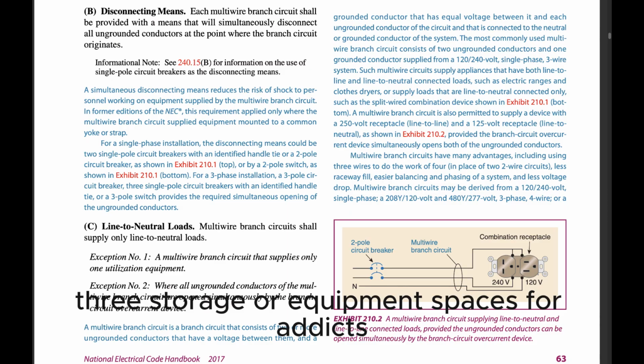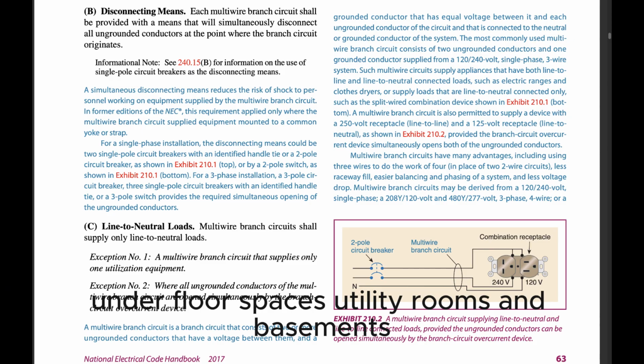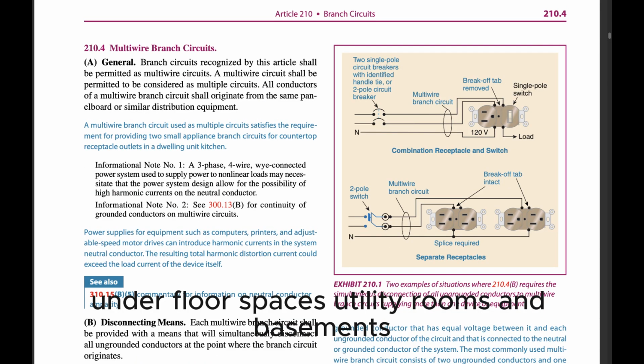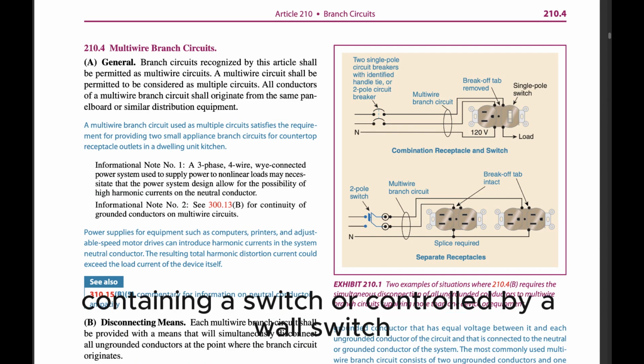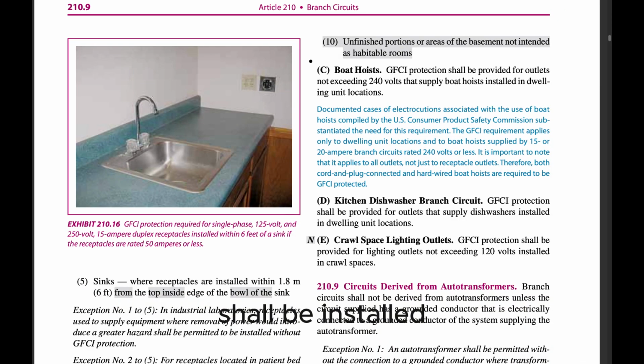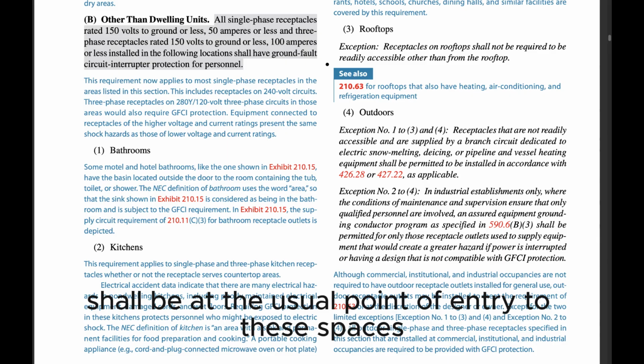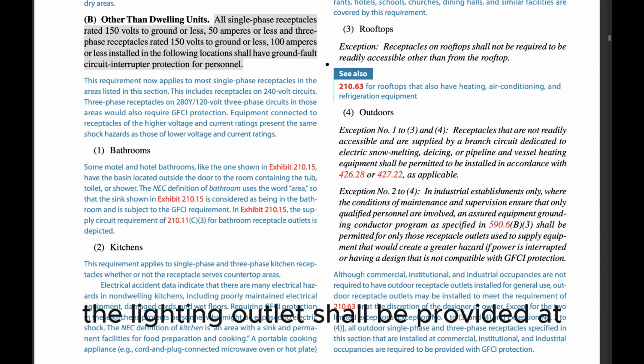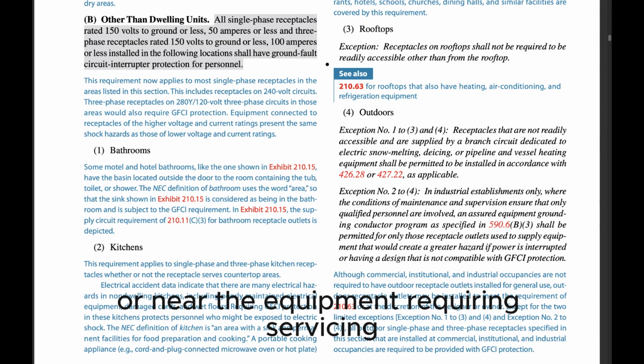(3) Storage or equipment spaces. For attics, underfloor spaces, utility rooms, and basements, at least one lighting outlet containing a switch or controlled by a wall switch shall be installed where these spaces are used for storage or contain equipment requiring servicing. At least one point of control shall be at the usual point of entry to these spaces. The lighting outlet shall be provided at or near the equipment requiring servicing.